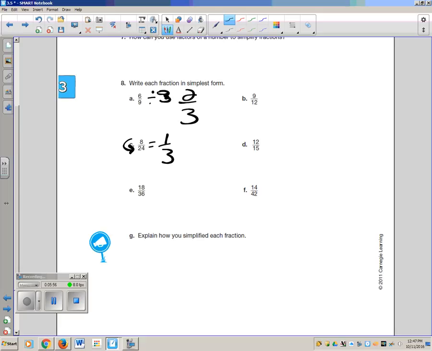Same thing with 18/36. Okay, so they're both even. I'm going to divide it by 2. That gives me 9/18. I know they can be divided by 3, so that gives me 3/6. I can divide them both by 3. Gives me 1/2. Whenever you can double the numerator and get the denominator, that fraction is a half.